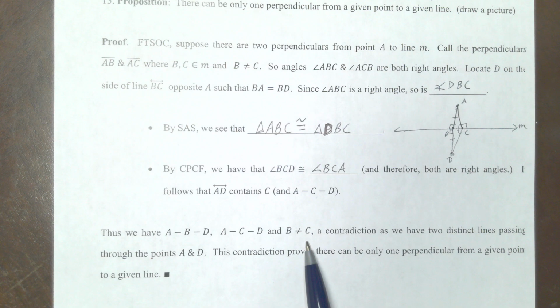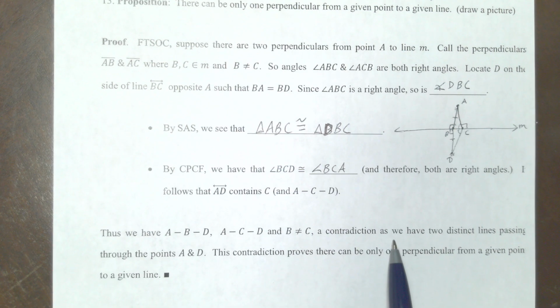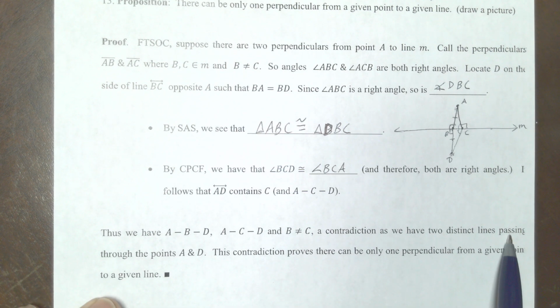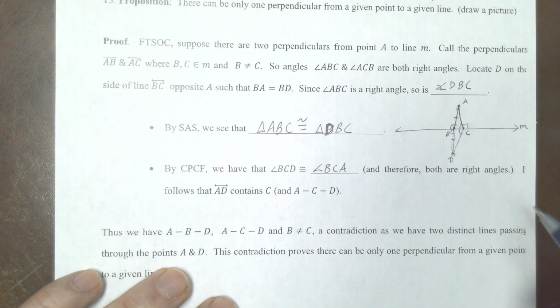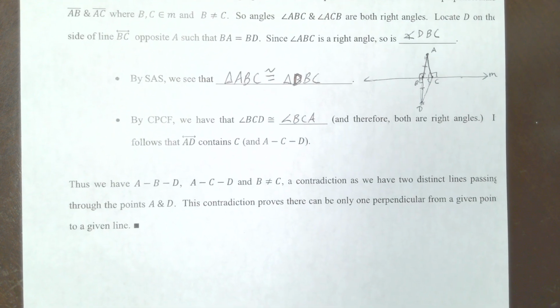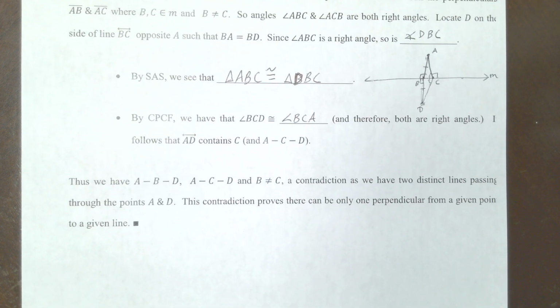But since B and C are not equal to each other, we have a contradiction, as we have two distinct lines passing through A and D. That line is separate from this line because B and C are not equal to each other. This contradiction proves there can only be one perpendicular from a given point to a given line.